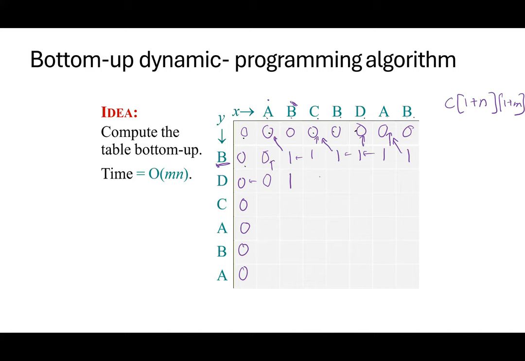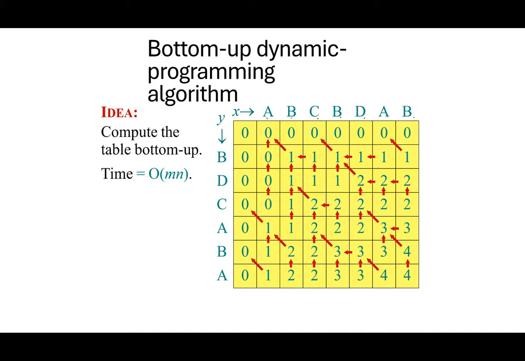C and D, they don't match. So I take the max of 1 and 1, which is 1. B and D don't match. I take the max of 1 and 1, that's 1. D and D matches. So I go diagonally up, add 1, so it becomes 2. So if I keep on doing this, ultimately this is going to look like this. The arrows here actually show where the value is coming from.